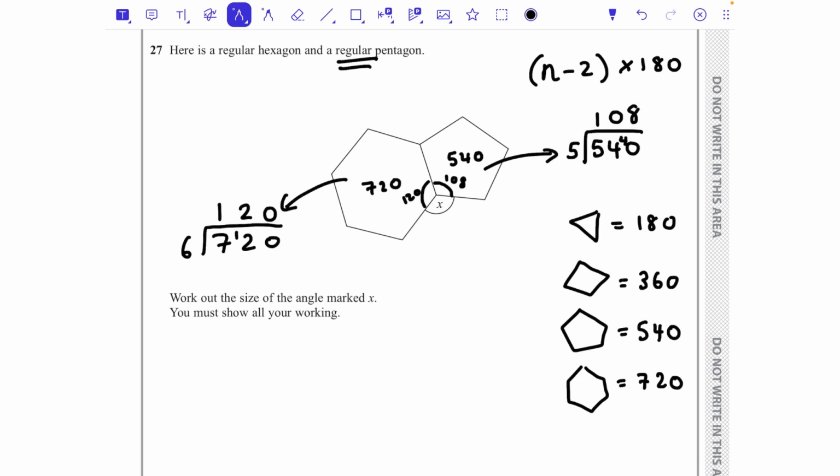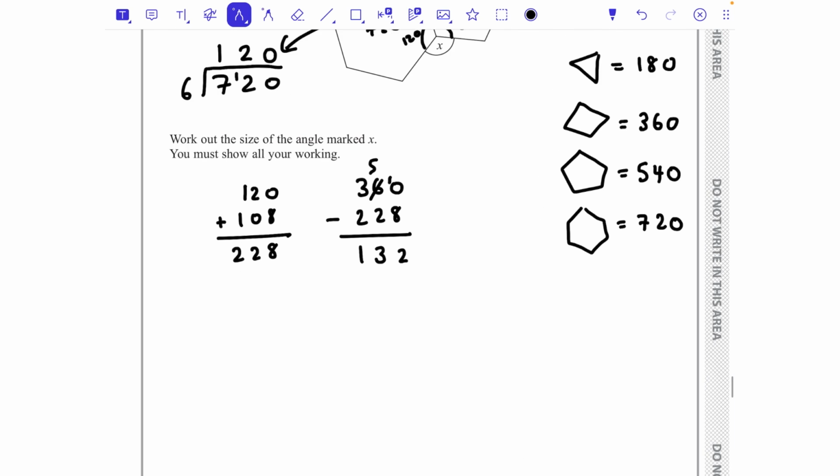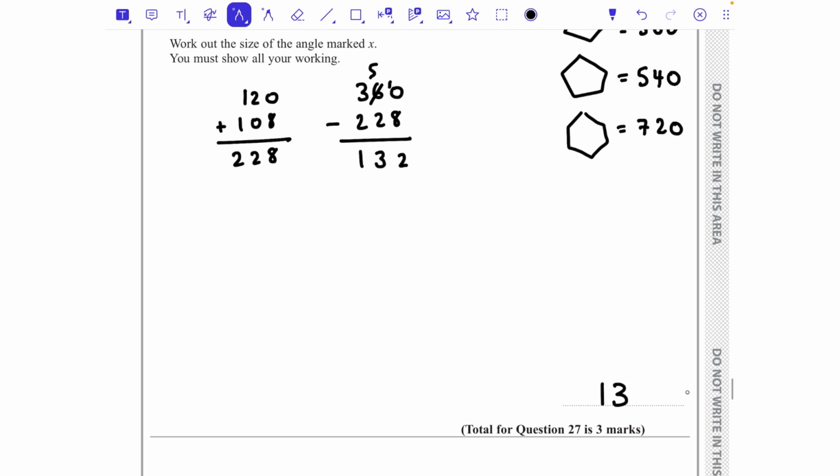Now we know that angles around a point add up to 360. 120 add 108 is 228. And then I'm going to do 360 minus that answer. If there's more on the floor, borrow from next door. 10 take 8 is 2. 5 take 2 is 3. And 3 take 2 is 1. That is 132. There we go. 3 marks for that one.